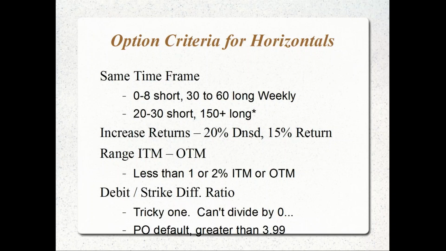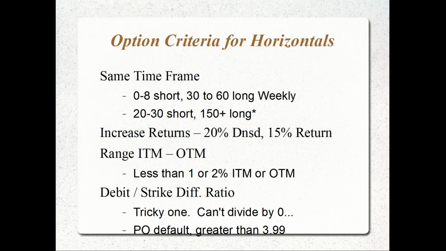Another thing the horizontals offer over the diagonals is you're paying less for the option you're buying because you're using the same strike. So you're not going in the money, you're buying it at the money. So you could increase the minimum returns, look for a 20% downside and look for a 15% return. But again, you want the range in or out of the money. You don't want the short strikes or the strikes of the spread to be more than 1 or 2% in or out of the money, because then you're picking a directional trade. You might as well be doing a diagonal at that point.